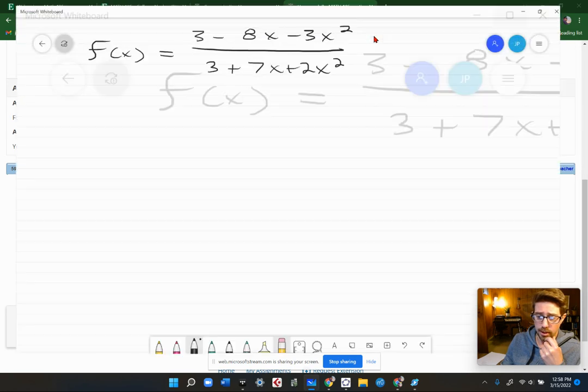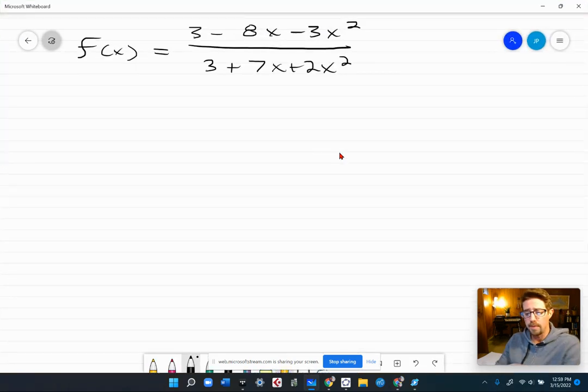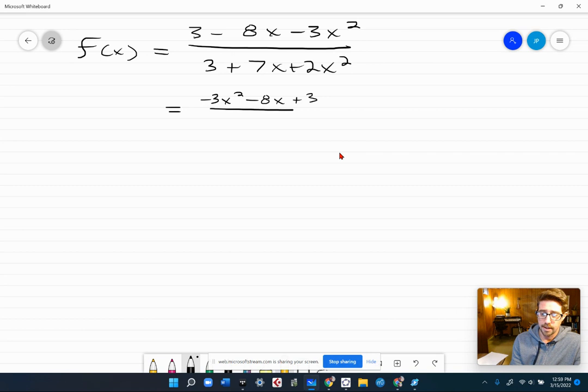So I'm doing 3 minus 8x minus 3x squared over 3 plus 7x plus 2x squared. For starters, they just give it to you kind of jumbled up just to mess with you. But the first thing you're going to want to do is factor the top and factor the bottom to see if anything cancels out. And if they're asking you for a hole, then it will. If it doesn't, there's no hole.